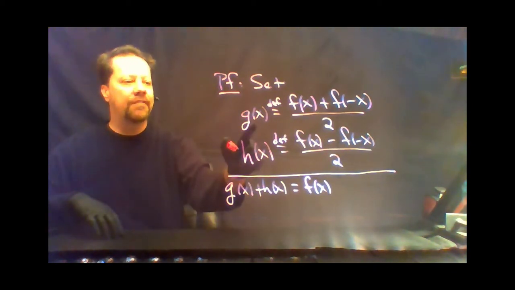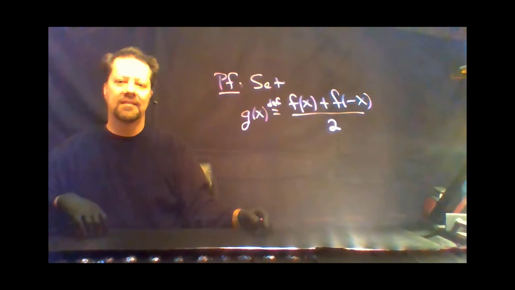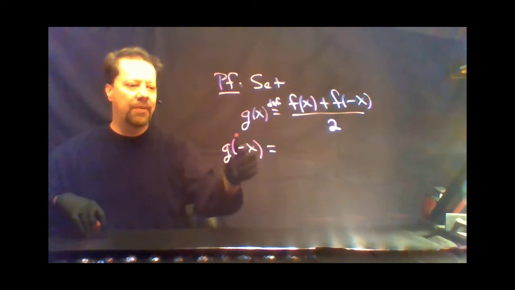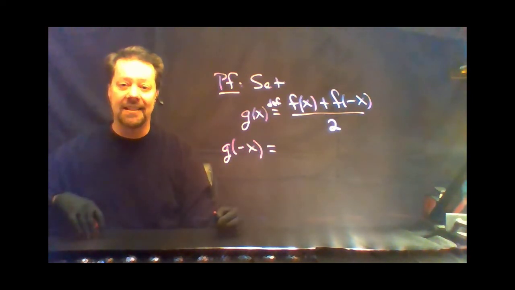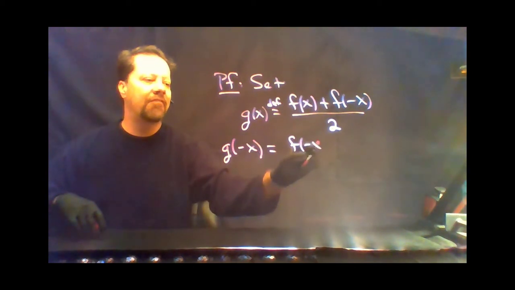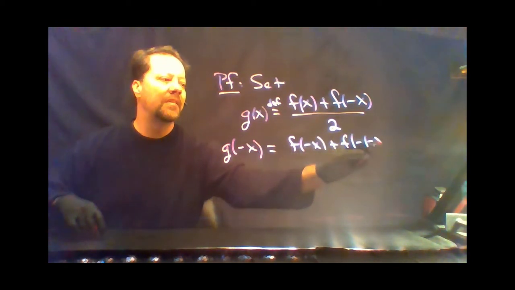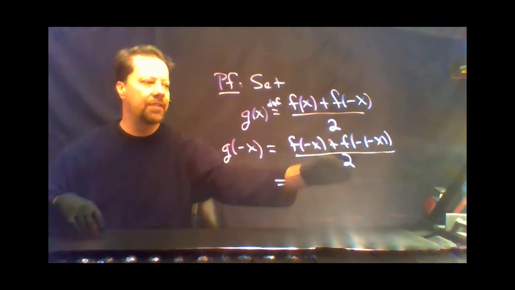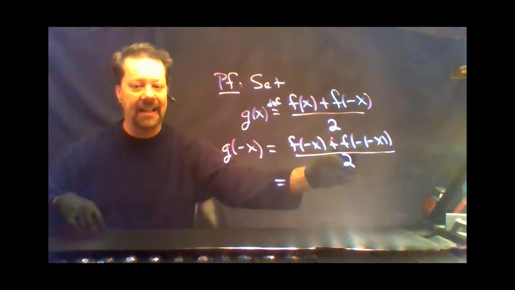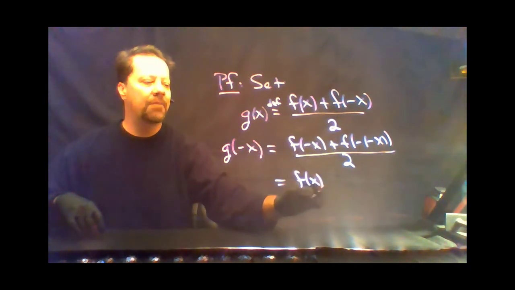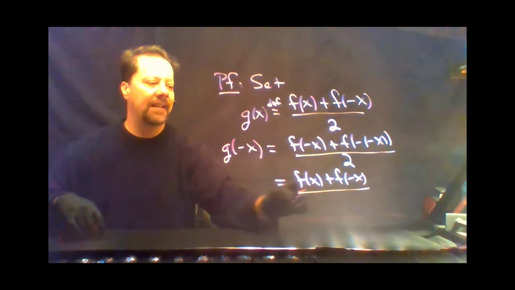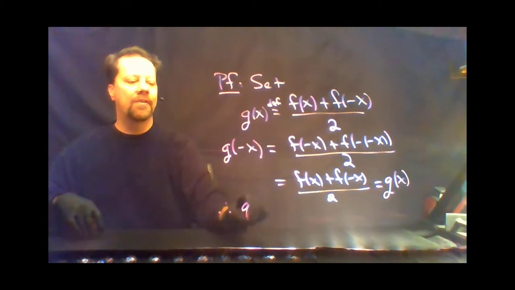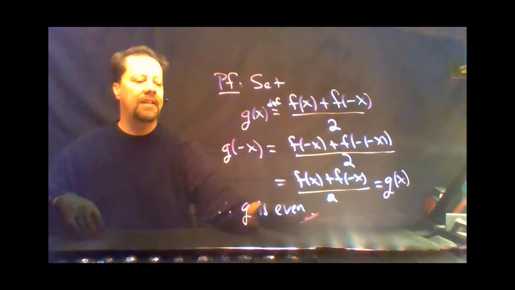It only remains to prove that g is even and h is odd. So we'll appeal to the definition. A function is even if, when you replace x by negative x, it stays the same. In this case, you get f of minus x plus f of x over 2. Because addition is commutative, I can reverse the order, and the minus and negative cancels. We end up with f of x plus f of minus x over 2, and that is g of x. Therefore, g is even.